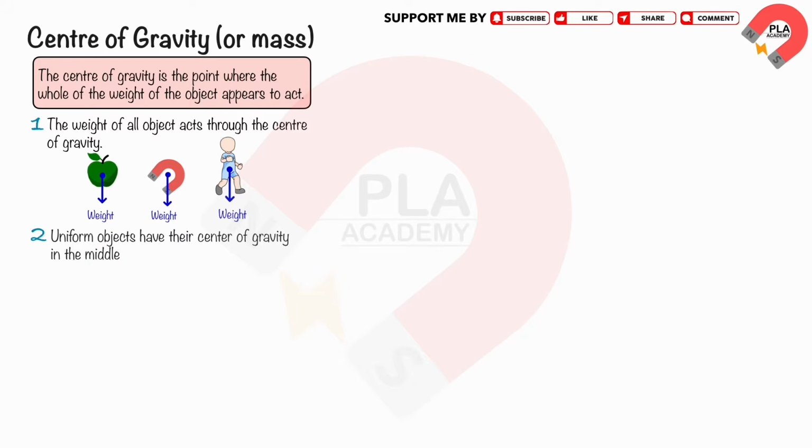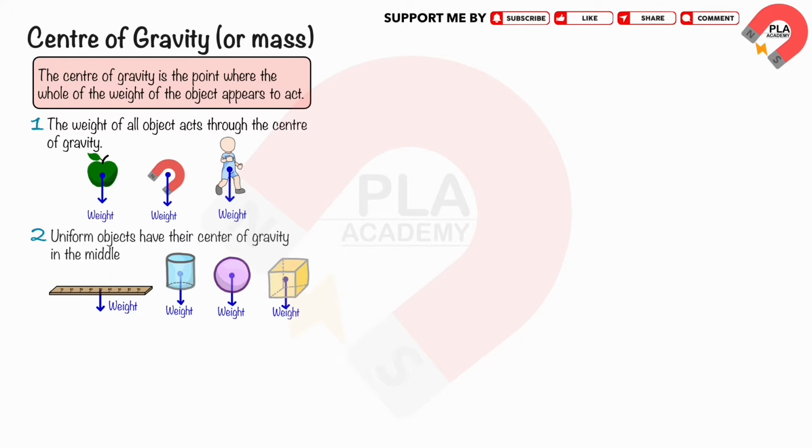Uniform objects have their center of gravity in the middle. For example, the uniform meter rule has its center of gravity at the 50 centimeter mark, as shown. The uniform solid cylinder, uniform solid sphere and uniform solid cube have the center of gravity at the middle, as shown. The object will always balance around its center of gravity.